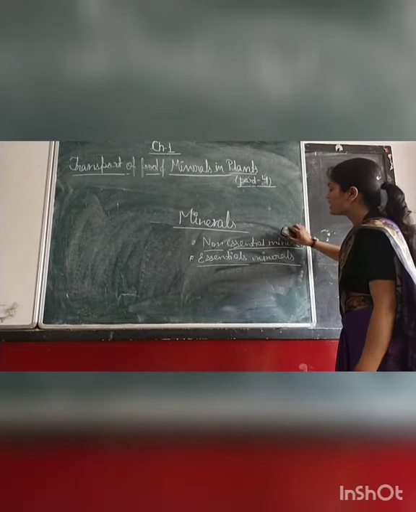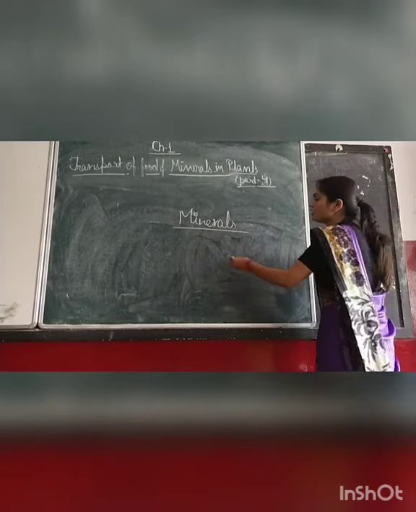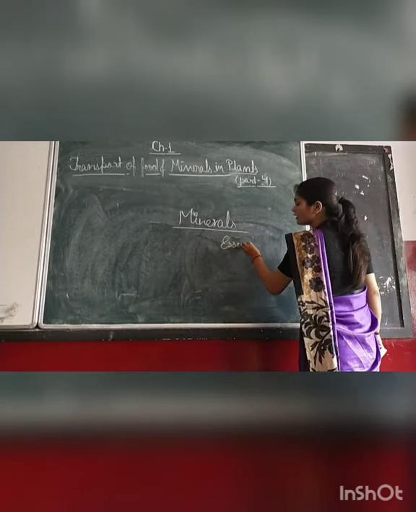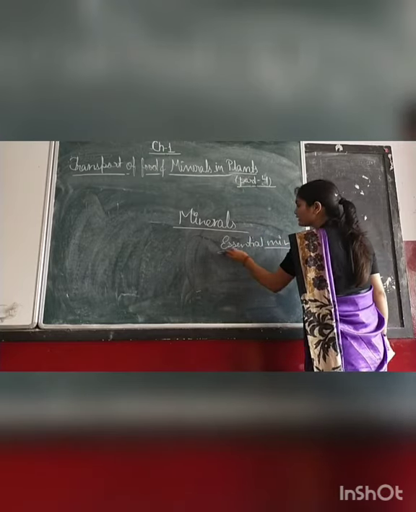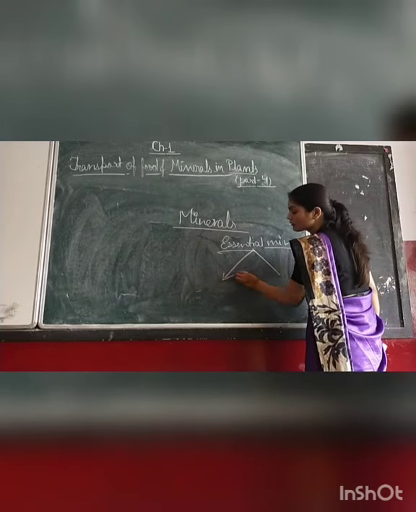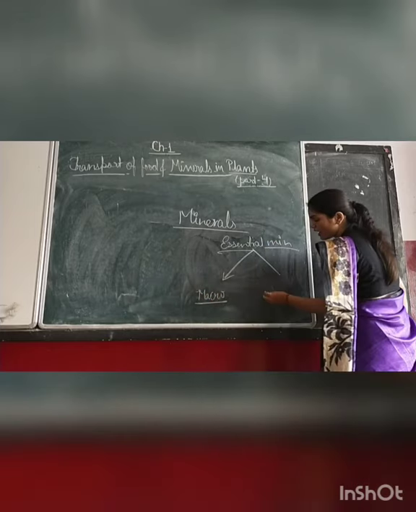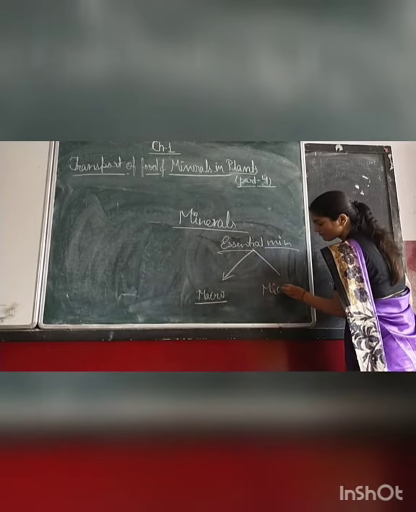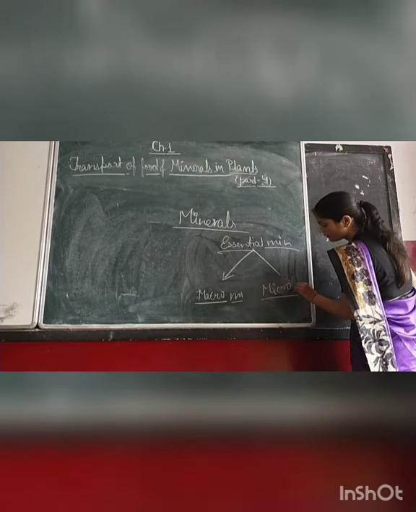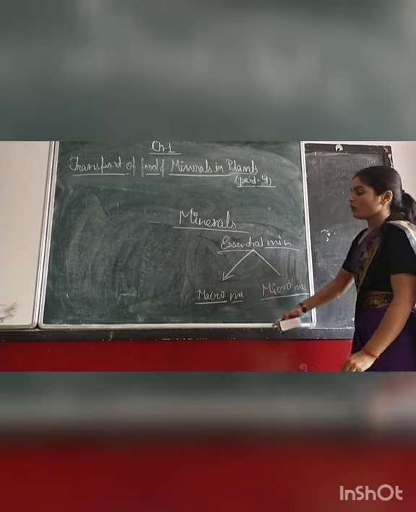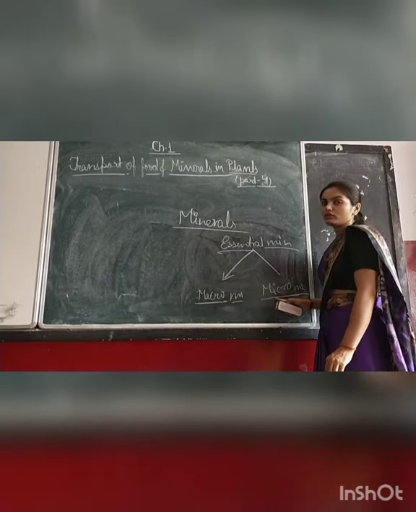If we talk about the essential minerals, students, the essential mineral is divided into two parts. First is macro and second is micro. Macronutrient and micronutrient. Now macro means, students, large, micro means small.